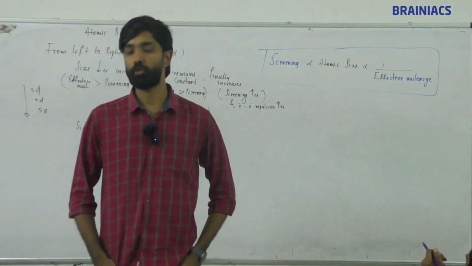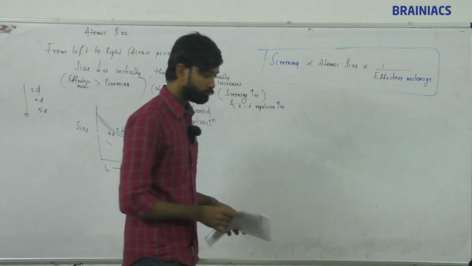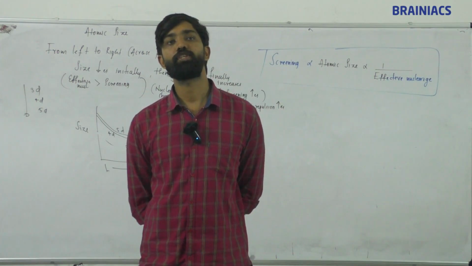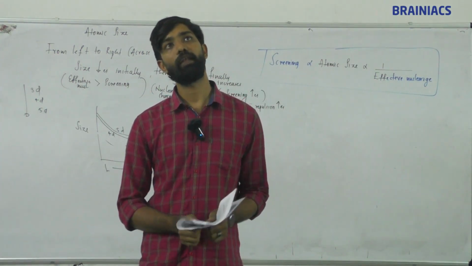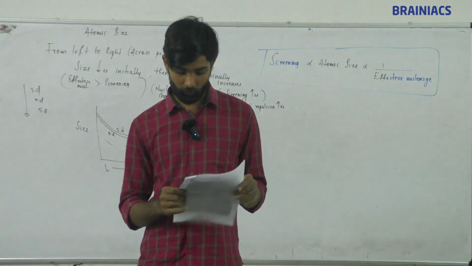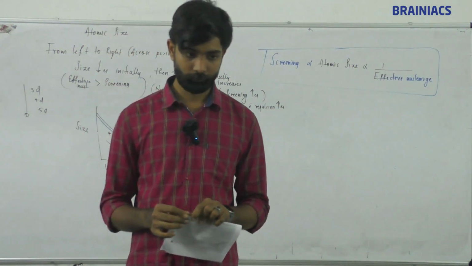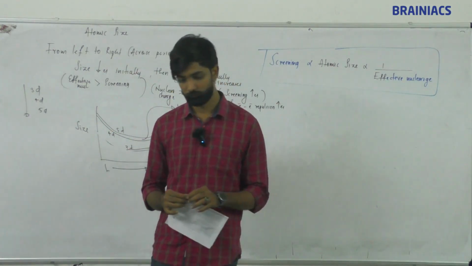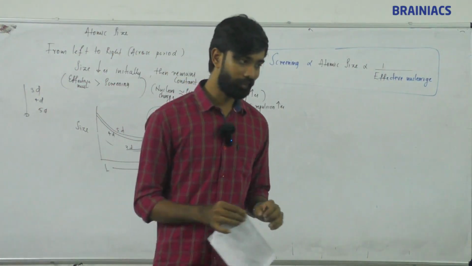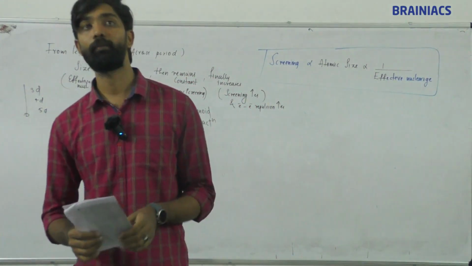Next, atomic size and ionization energy. First point: they have an increase in ionization energy when moving across a period, but the difference of IE between successive or neighboring members is low.